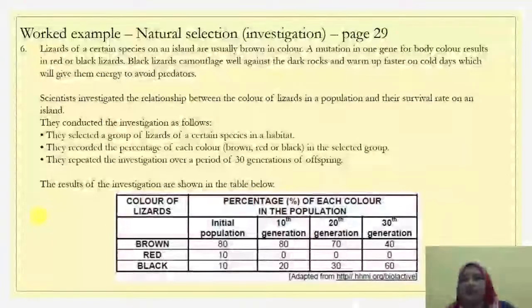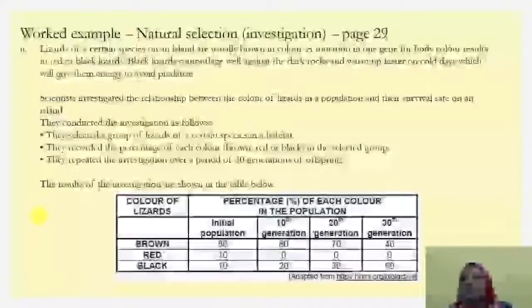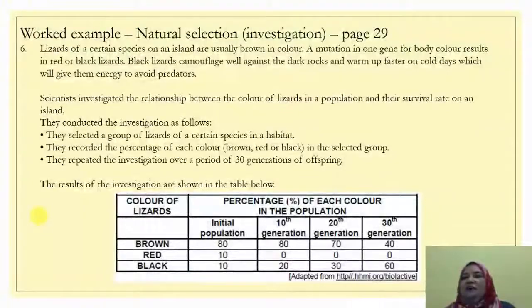What they found was that the black lizards camouflage well against dark rock. Now when you think of camouflaging, we think of predators. It's very good to hide from predators if you can't be seen, right? And they also warm up faster on cold days, which gives them energy to avoid predators, so it's the first to move.